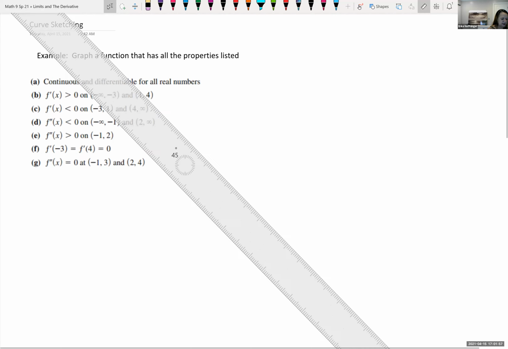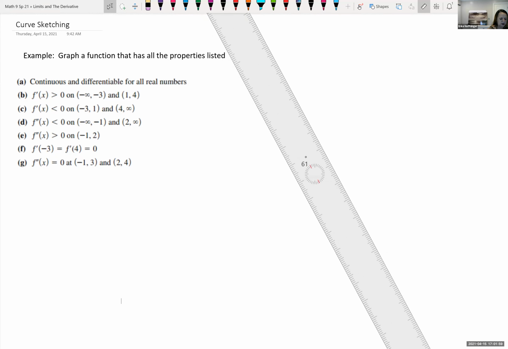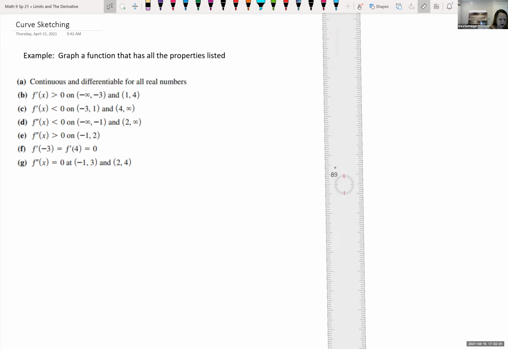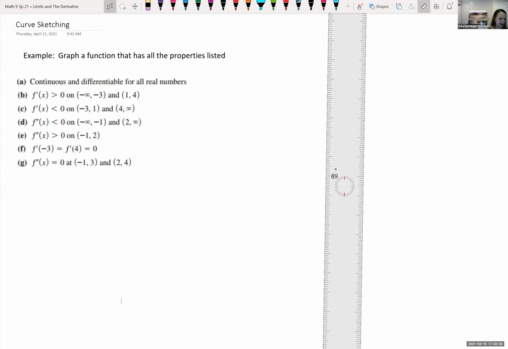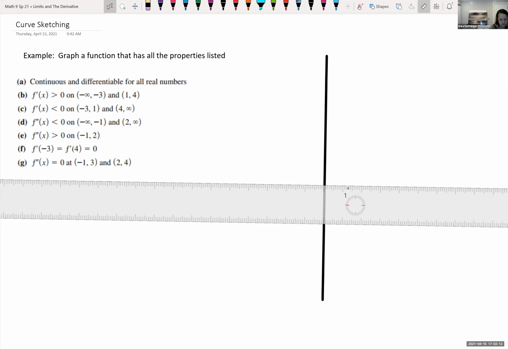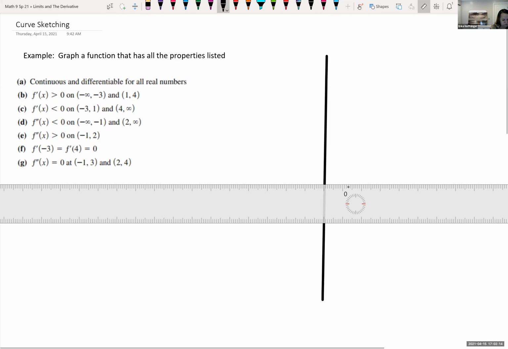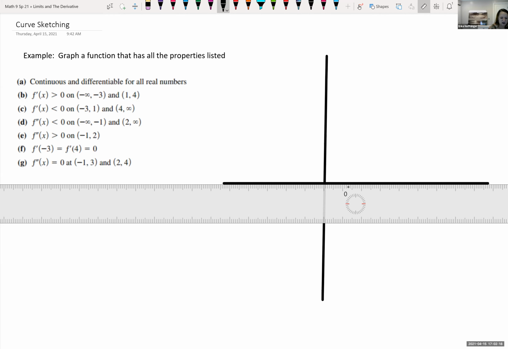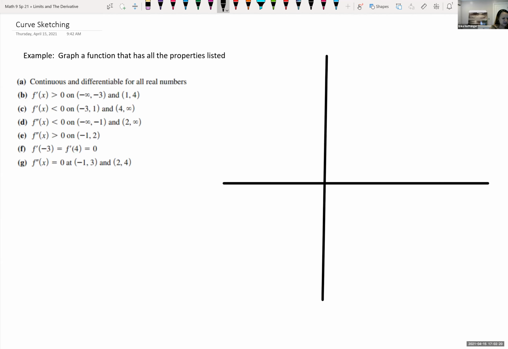So let me just see if I can. I'm going to try to make a straight line. Okay, so let's make an x and y axis. And let's go in here and start picking out what they say.